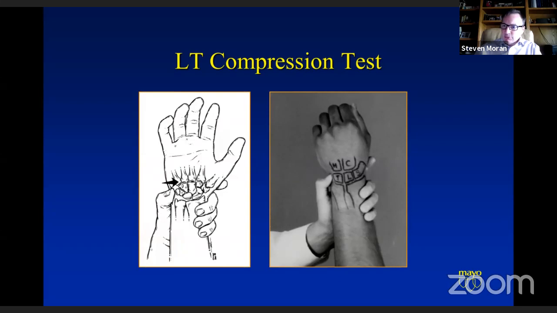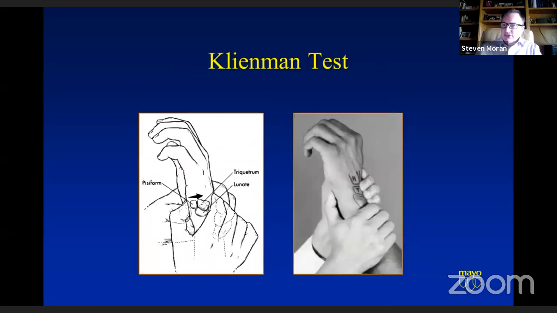One is the LT compression test, where I'm simply moving above the ulnar styloid and pushing against the triquetrum into the lunate. And in this woman, this produced extreme pain. She did not have pain when I examined her ulnar fovea, but she did have pain with the LT compression test. An additional test is the Kleinman exam, when you use the pisiform to shuck the triquetrum against the lunate, again causing pain in this young woman.